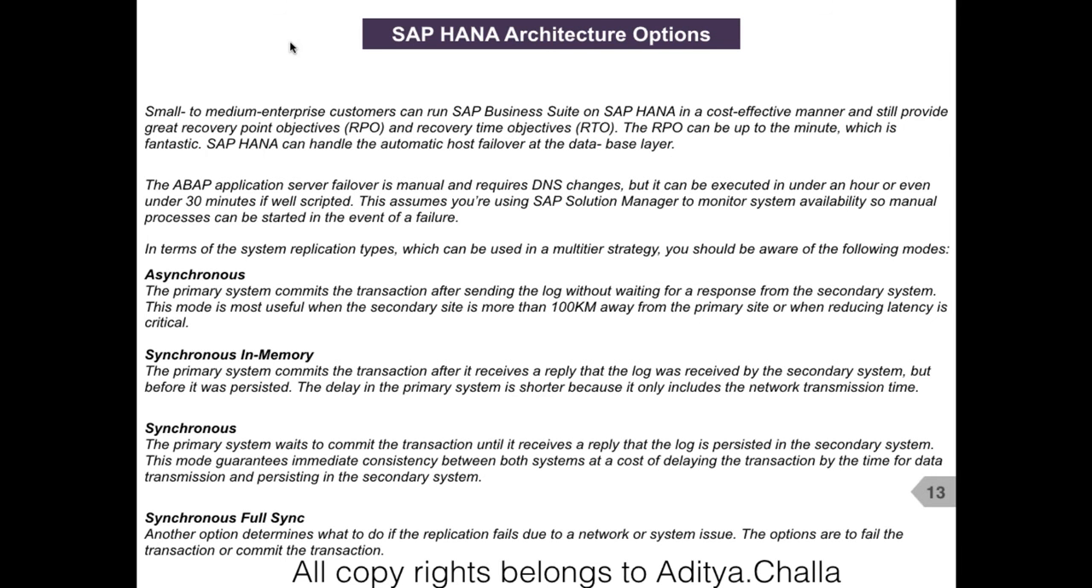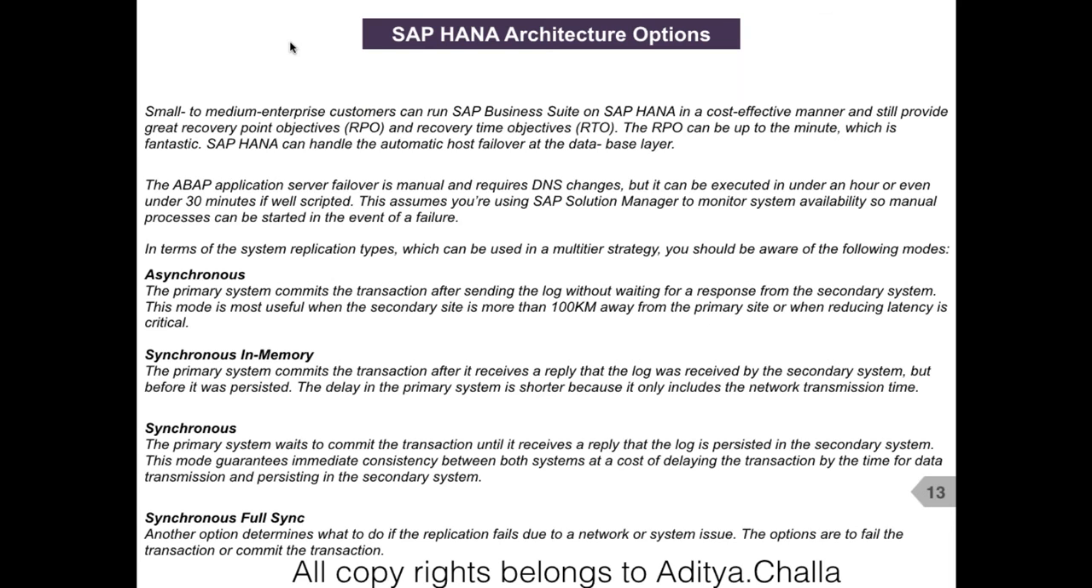In terms of system replication types, multiple strategies can be used, and you can update these at different levels, such as asynchronous, synchronous in memory, synchronous, and also synchronous in full version. So asynchronous: the primary system commits the transaction after sending a log. Say for example, suddenly a power failure occurs. The primary system commits the transaction after sending a log without waiting for the response from the secondary system. This mode is most useful when the secondary site is more than 100 km from the primary site, and for reducing the latency in the system itself.